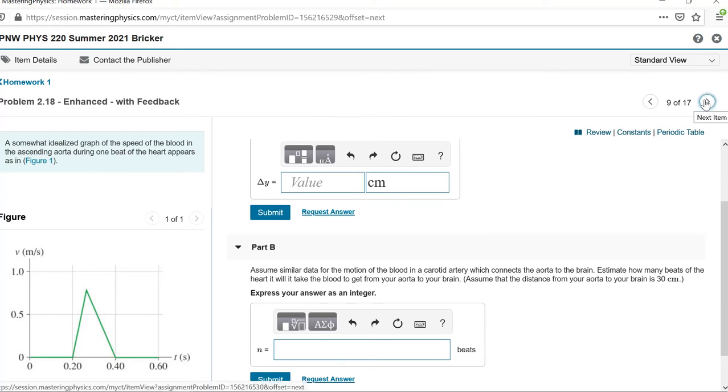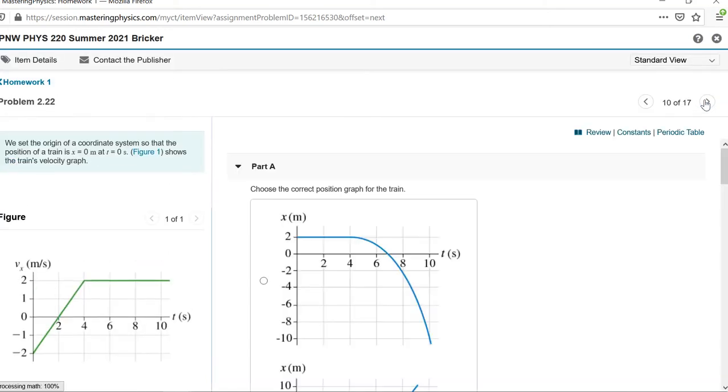Okay, very good. So you'll have to figure that out. You know how far it goes in one beat. How many beats do you need for 30 centimeters? Okay, next one. Ooh, okay, so here's a lot more graphing going on.